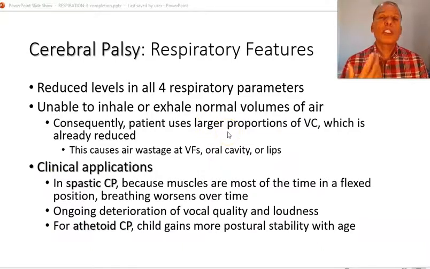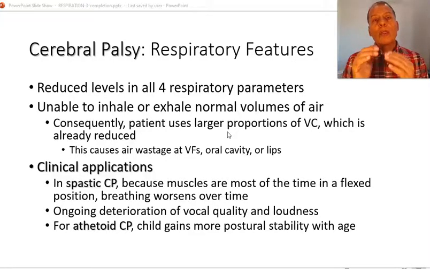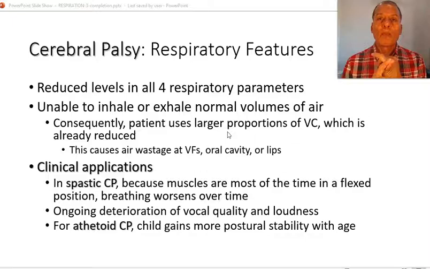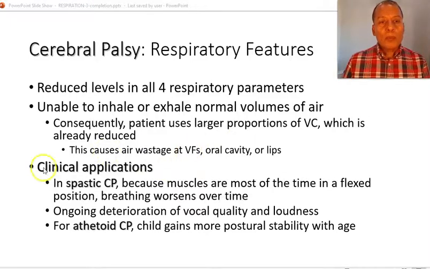In terms of respiratory features, we're looking at all of these, but we'll individualize for some as we go. So the four respiratory parameters are affected. Recall that these include lung volume, pressure, flow, and wall movements, the movement of the thoracic wall. So every aspect of this is affected in CP.